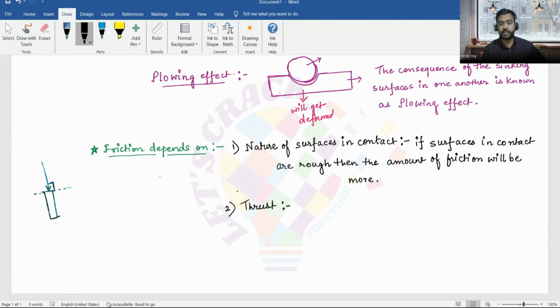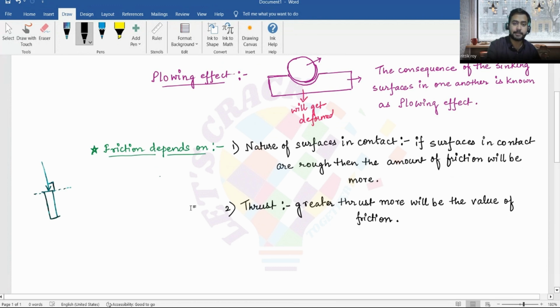So greater thrust, more will be the value of friction. Greater thrust, more will be the value of friction. Means what? The two factors on which friction depends are the nature of surfaces in contact and thrust. So greater thrust, more will be the value of friction.